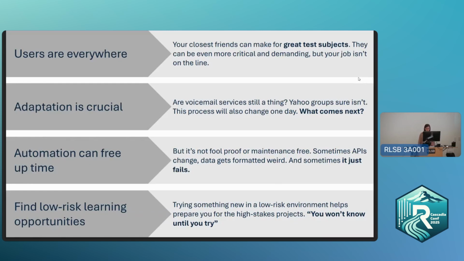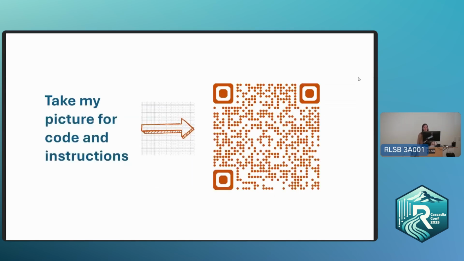Automation is great, but it's not foolproof, and it fails. You'll find out at 10:30 in the morning when you don't get the email you expect. Lastly, find low-risk learning opportunities and keep trying new things. This exercise gave me a chance to test out new tools in a safe place without the pressure of deadlines or client expectations. So you can find all the code here.